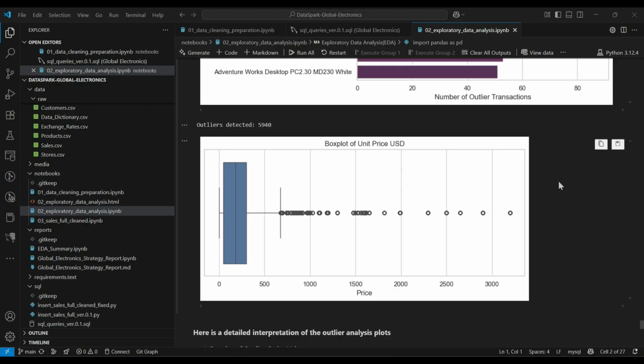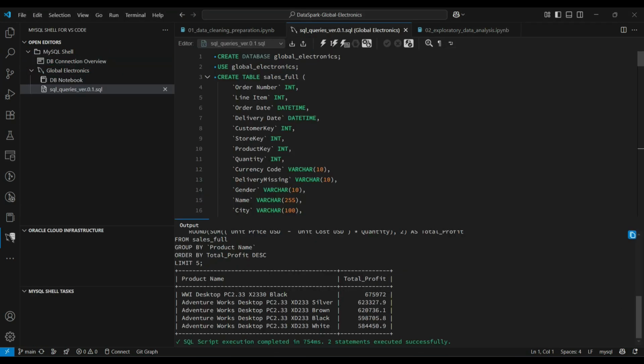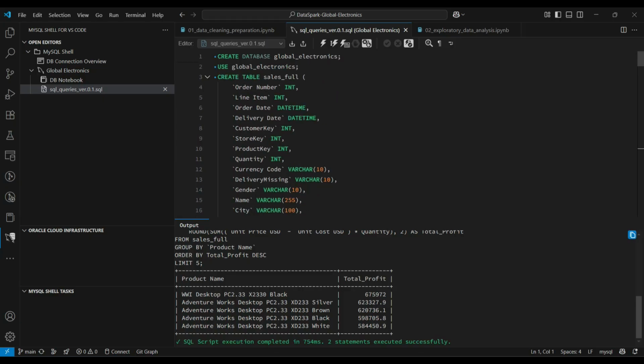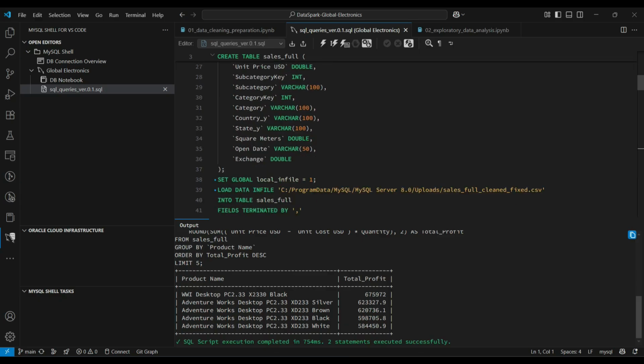Box plot of unit price USD. Insight: most product prices fall below $500, with several high price outliers up to $3,200. Interpretation: high-end products like advanced desktops or electronics drive these outliers. Actionable insight: strategically market and support these premium products, for example with extended warranties or bundles. High prices justify enhanced after sales support.